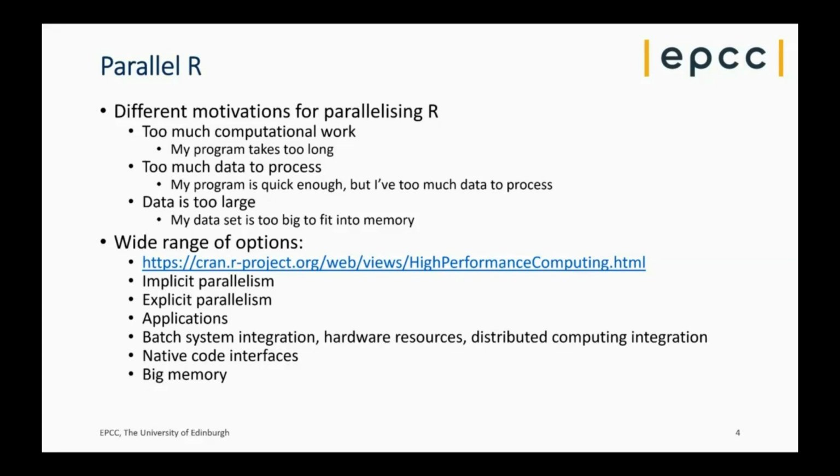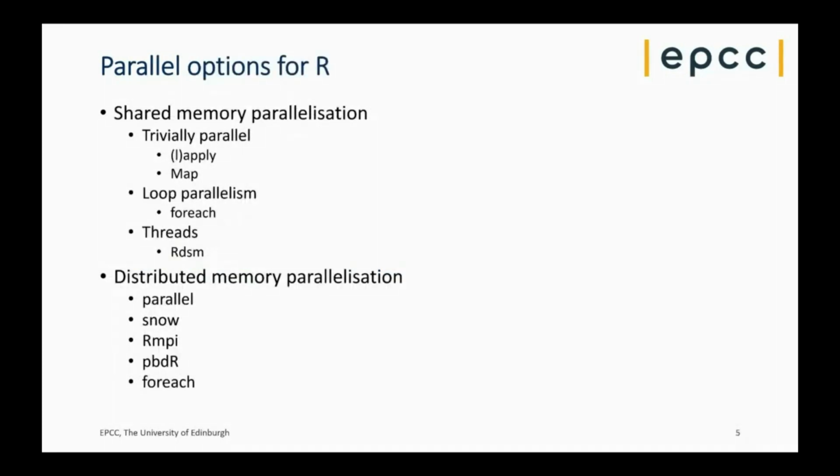Now, R has lots of functionality to do this kind of parallel functionality, from implicit and explicit parallelism through to pre-existing parallelizations of particular applications, batch system integration, native code interfaces, and big memory functionality. There's quite a nice overview of it on the High Performance Computing Project webpage here, which will give you a bit more detail over these kinds of things. But we'll go through these in a little bit more detail.